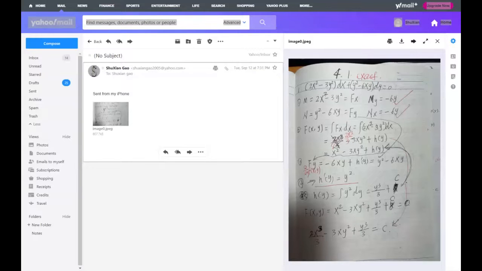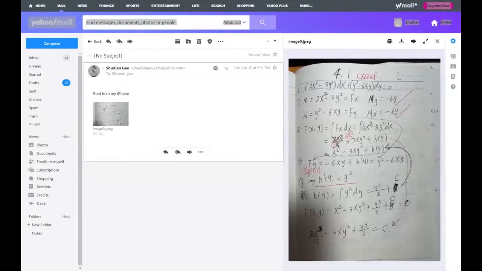When you take the partial derivative of 2x squared minus 3y squared, 2x squared is a constant, so it is 0. We just take the derivative of negative 3y squared, which equals negative 6y. N_x is the same: just treat y like a constant, so the derivative of negative 6xy is negative 6y. So M_y equals N_x, and that is an exact equation.